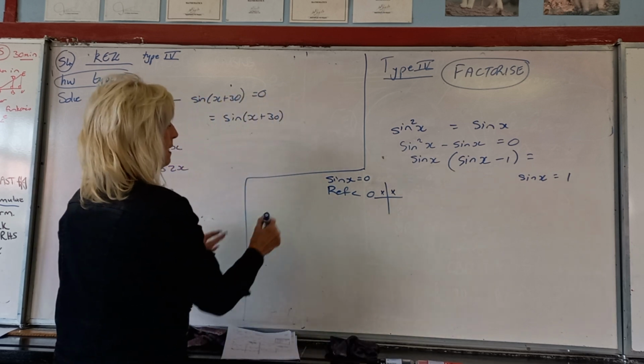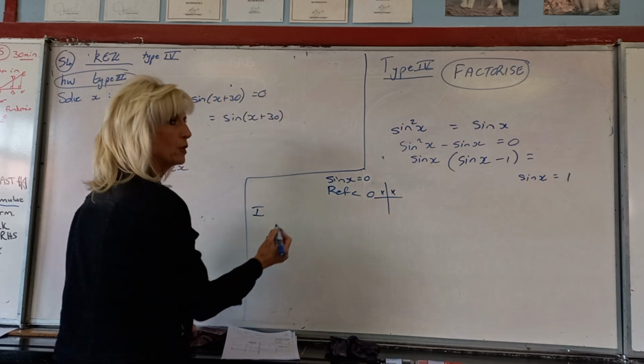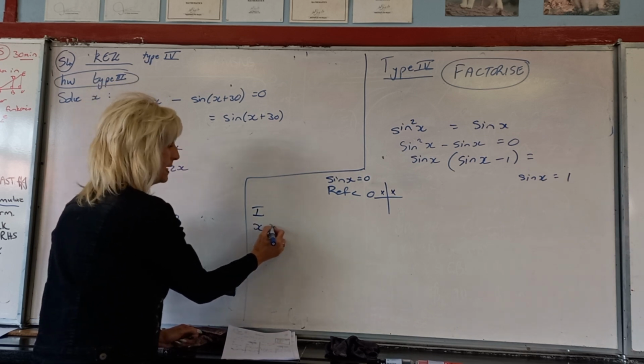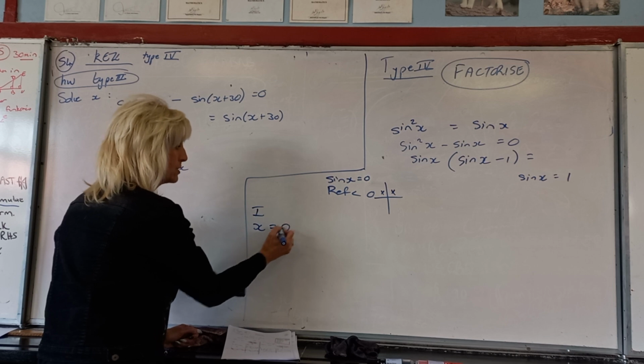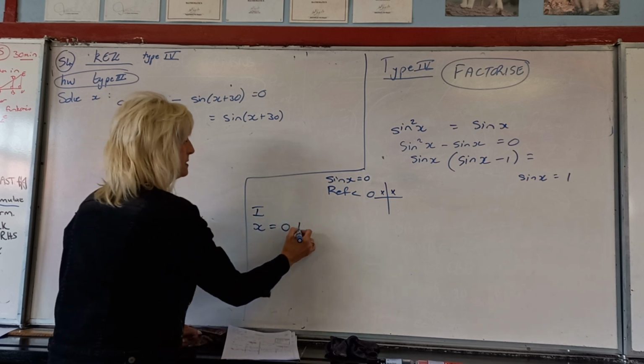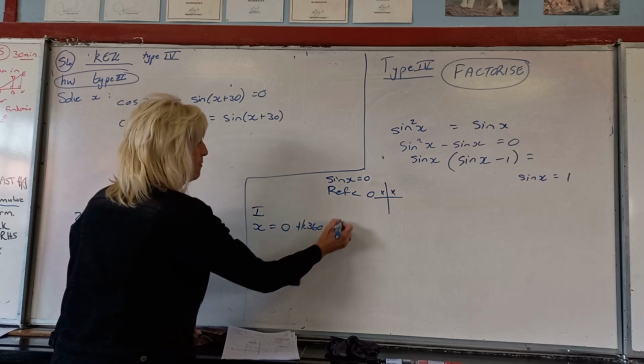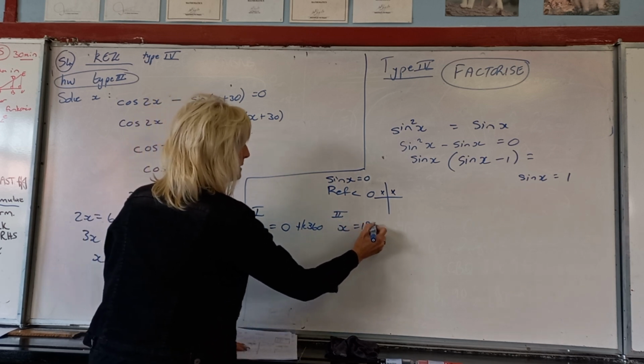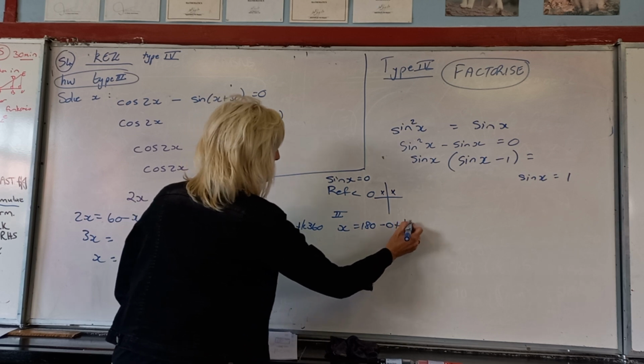So then, writing it in quadrant 1 will mean, what do I write first? The name of the angle. Excellent. Name of the angle is x. And for that one, we'll just write 0, right? Yes, plus k times 360. For quadrant 2, what are we going to write? It's 180 minus 0 plus k 360.